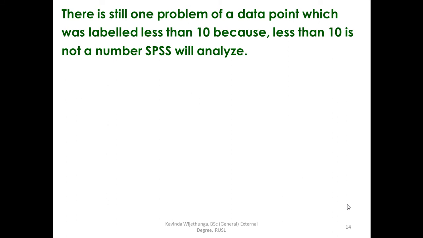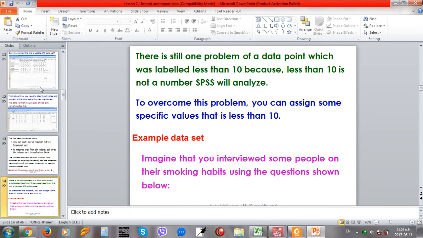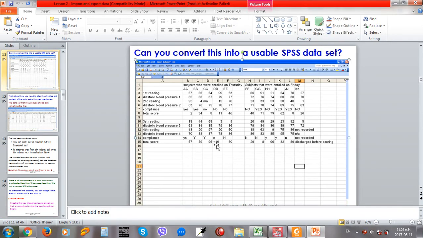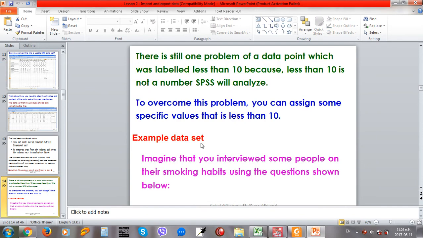There is still one problem with the data point which was labeled less than 10, because less than 10 is not a number in SPSS when analyzed. I think you saw that here in the previous one. Here there is a less than 10. You can see this is not a number in SPSS, so you have to avoid those things. To overcome this problem, you can assign some specific value that is less than 10. These things you can do in Excel files.